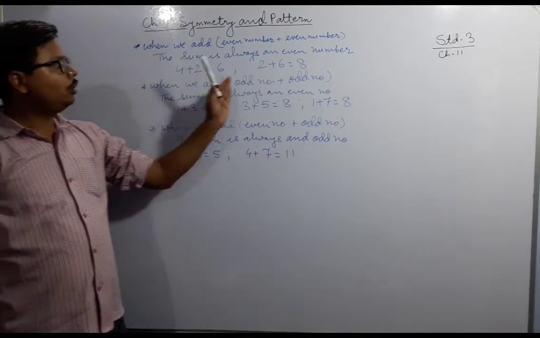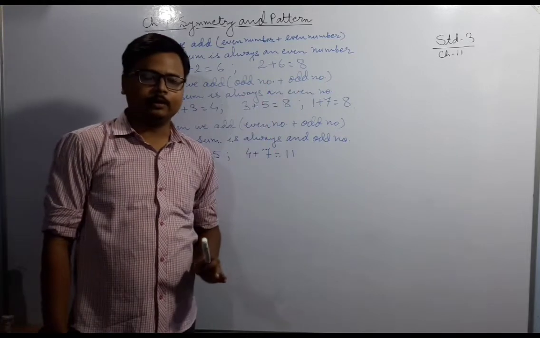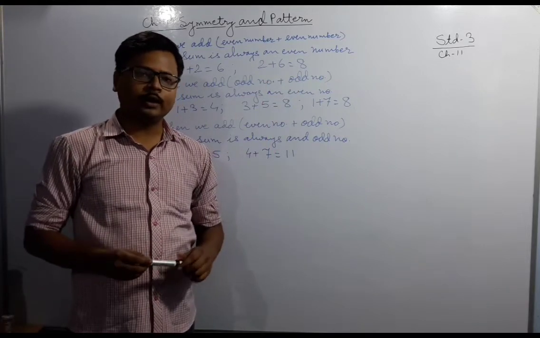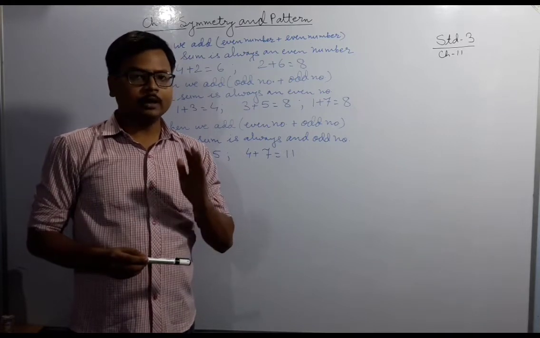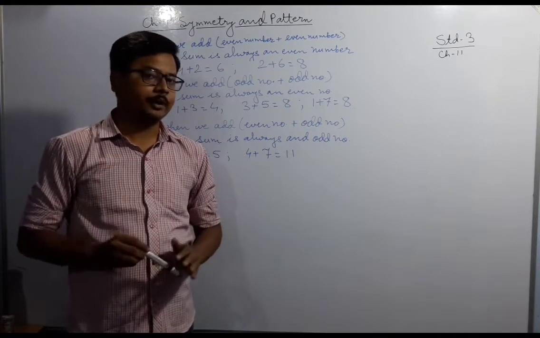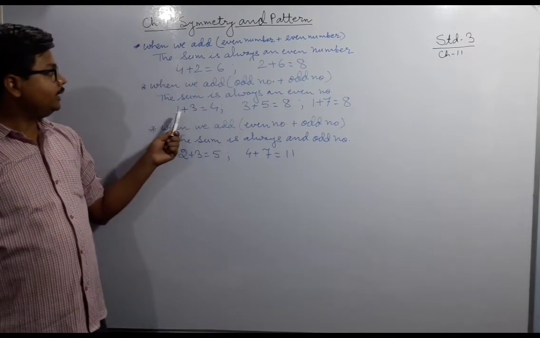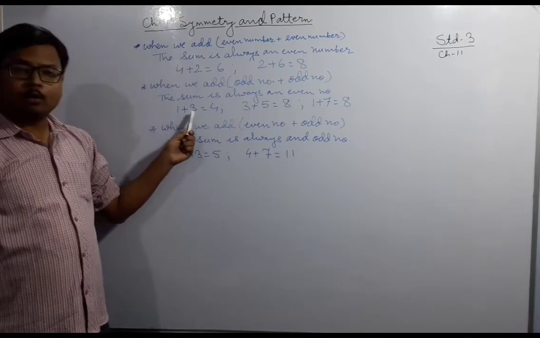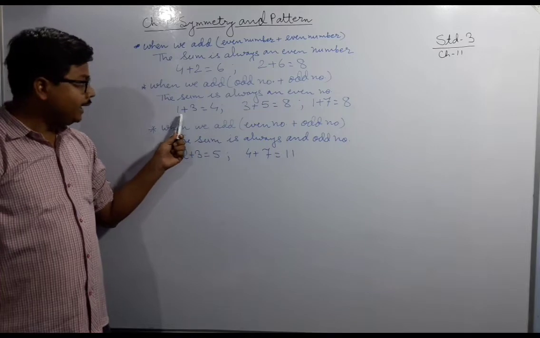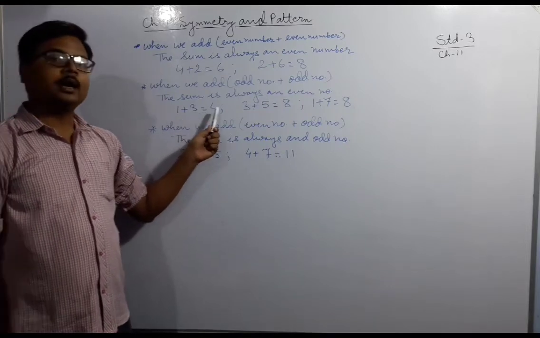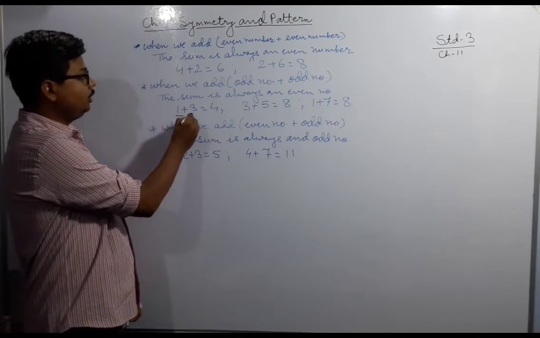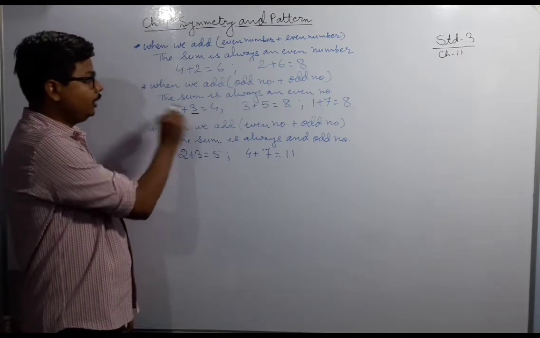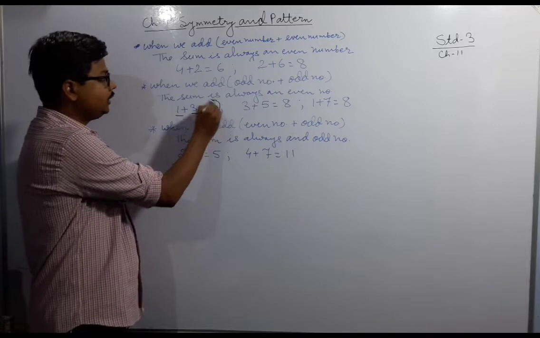When we add an odd number plus an odd number. Odd number, as I have explained to you, means a number which is not divisible by 2, or which doesn't come in pairs. So the odd numbers 1 and 3, these both are odd numbers, but when we add these odd numbers, we get the answer in even. As you can see here, 1 plus 3. 1 is odd, 3 is odd, but our answer is even.